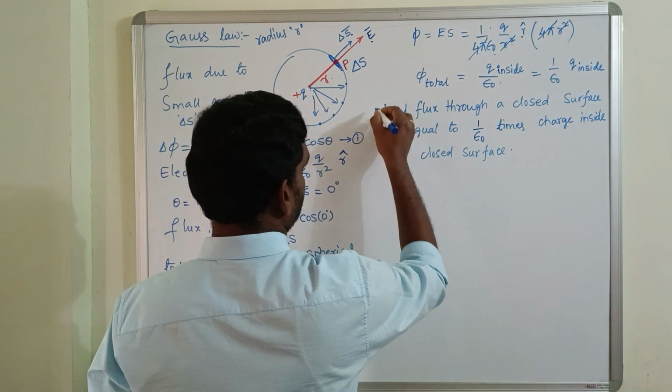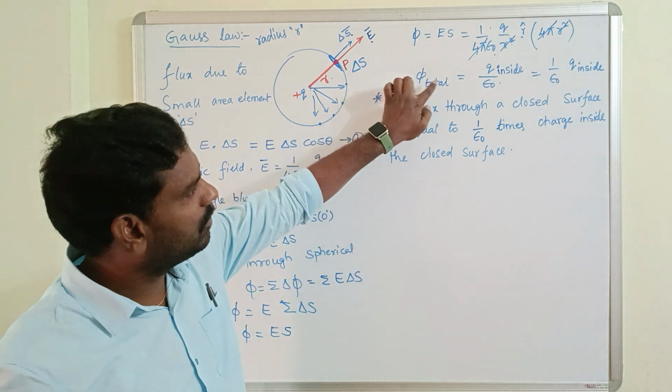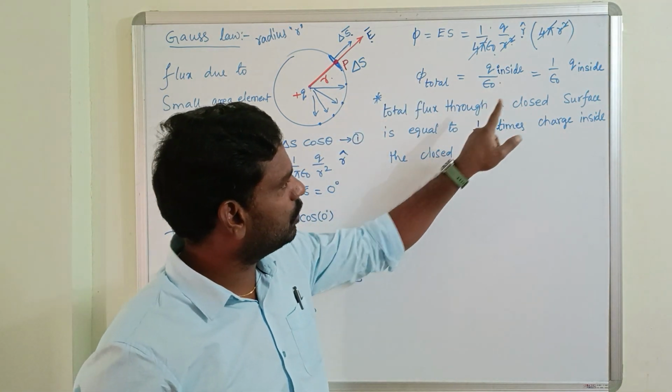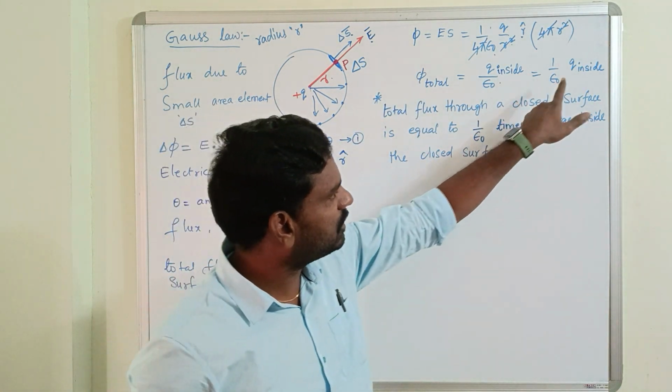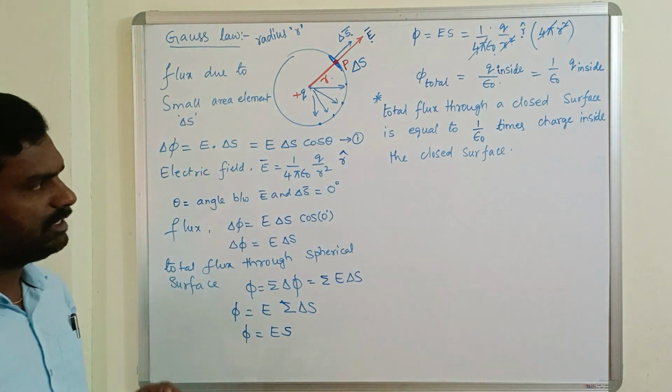This is the Gauss law. The Gauss law definition is: total flux through a closed surface is equal to 1 by epsilon naught times the charge enclosed in the closed surface. So this is all about Gauss law.